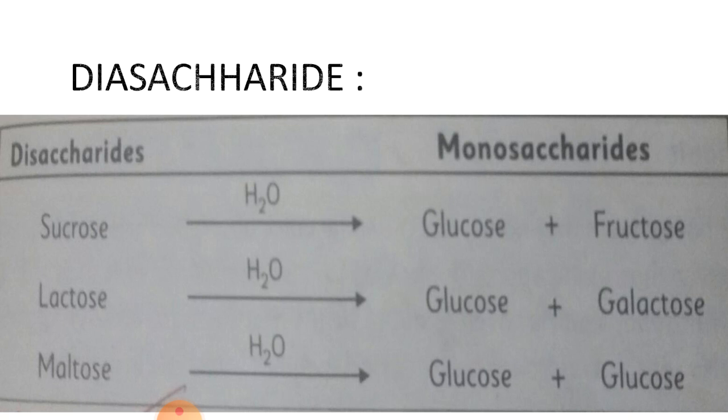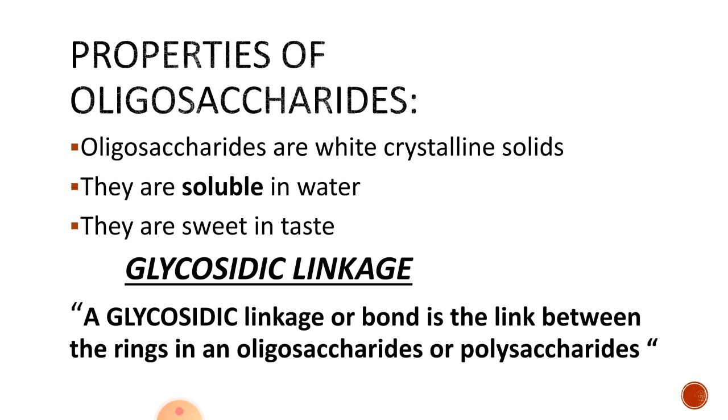Clear? It means that glucose and fructose combine together to form sucrose, or we can say that sucrose on hydrolysis produces glucose and fructose. What is sucrose? It is the disaccharide. What is disaccharide? It is a type of oligosaccharide.